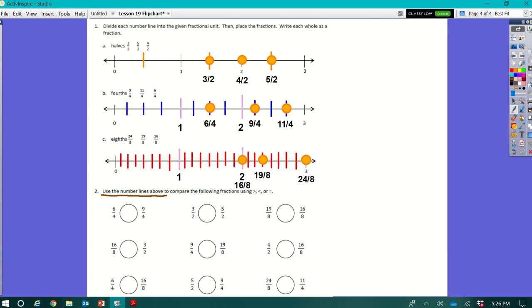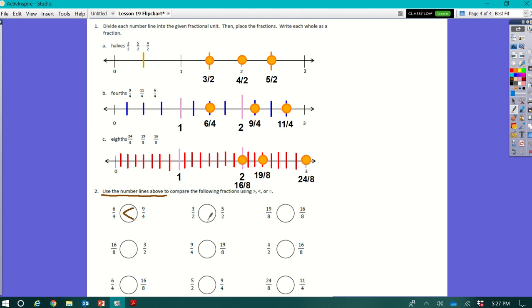So let's look at the first one. It says 6/4 compared to 9/4. Well, most of you can do this without even using the number line because we can see that the denominators are the same. So I know that if the denominators are the same, I just have to compare my numerators, and the bigger numerator is going to give me more pieces of the same size. So 6/4 is less than 9/4. But I can also go up here to my number line, and here's 6/4, and here's 9/4, and I can see 6/4 is closer to 0, so it's less than 9/4.